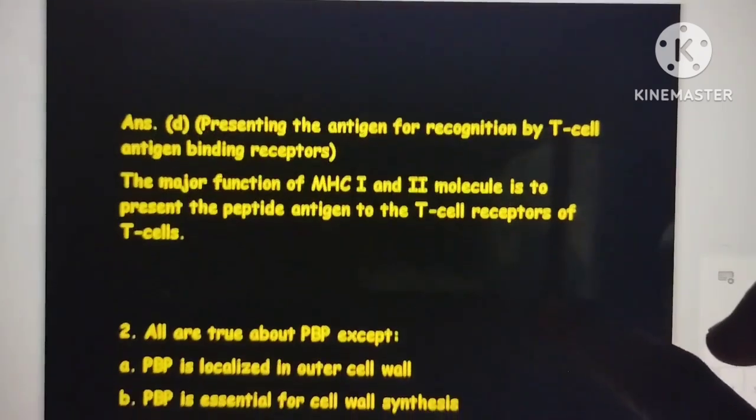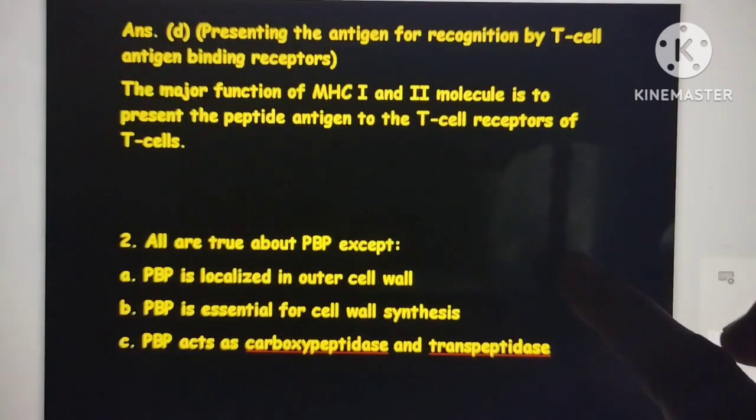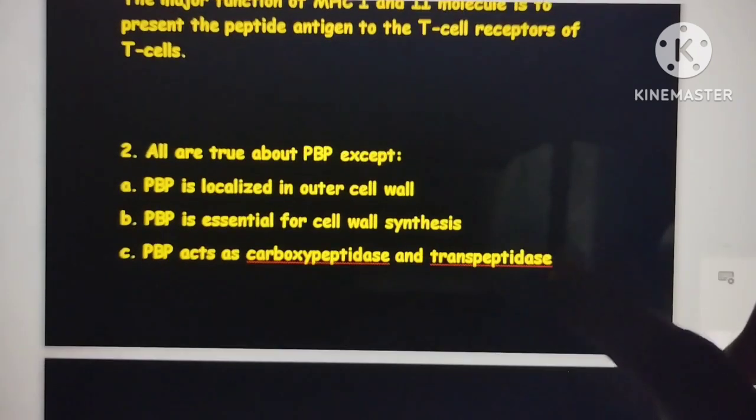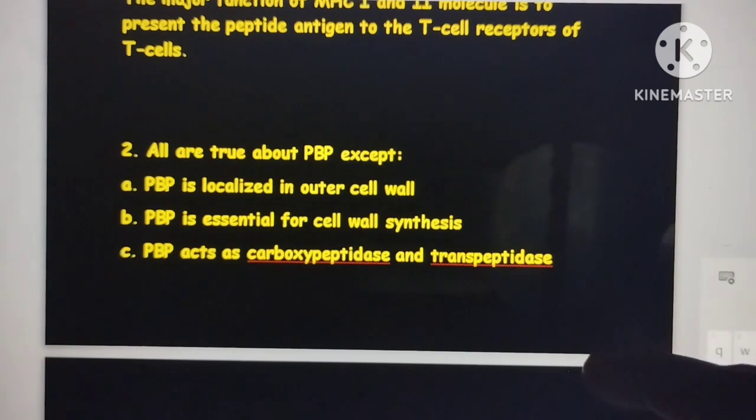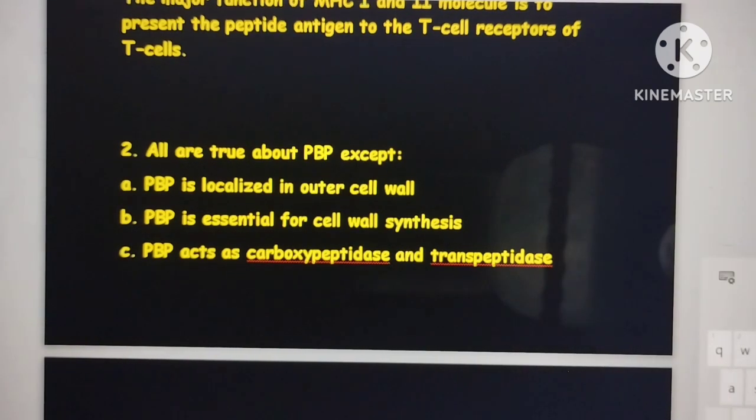Coming to the second question: all are true about penicillin binding protein except. Penicillin binding protein is located in the outer cell wall. It is essential for cell wall synthesis. It acts as carboxypeptidase and transpeptidase, and an alteration in the penicillin binding protein is the basis for MRSA. So what's the false statement here?